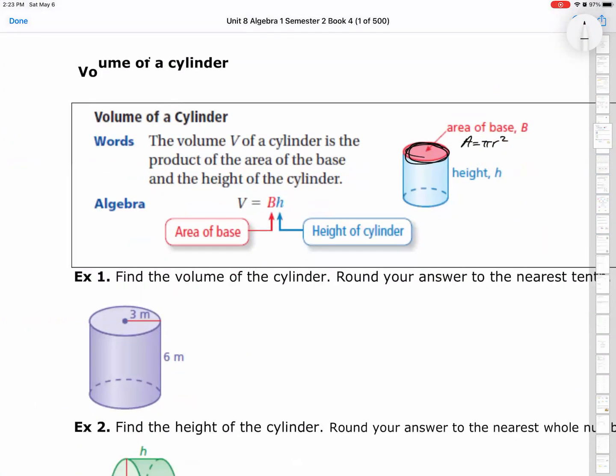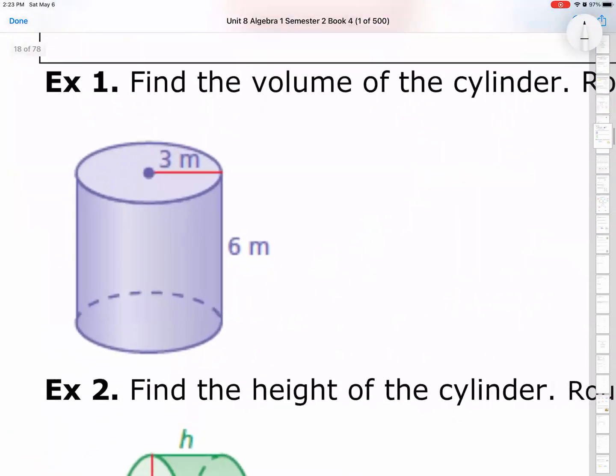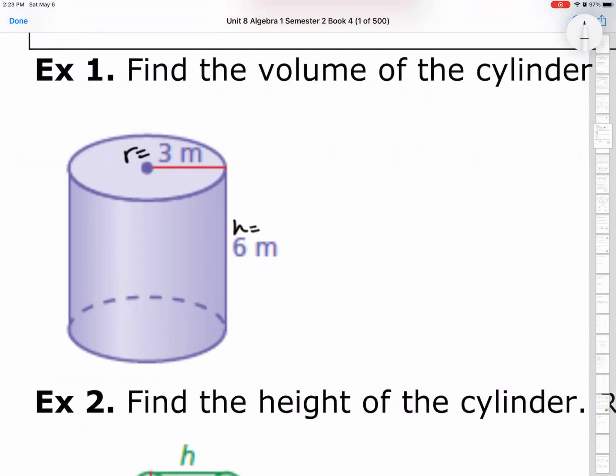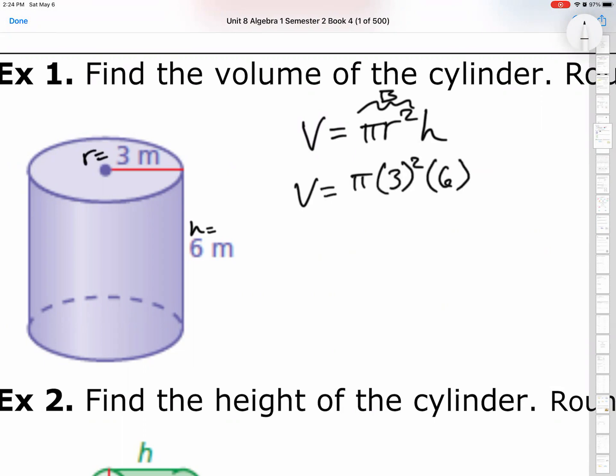So let's see example 1, and we have to round to the nearest tenth for this guy. So here our radius is 3 and our height is 6. And so what we're going to go ahead and do is write the volume equation. Volume equals pi r squared times height. Again, this part is our base. So going ahead and plugging those values in, we have our radius, which is 3 squared, times our height is 6. And really then we just plug and chug, see what we get. So we have pi times 9 times 6, which comes out to be 54 pi.